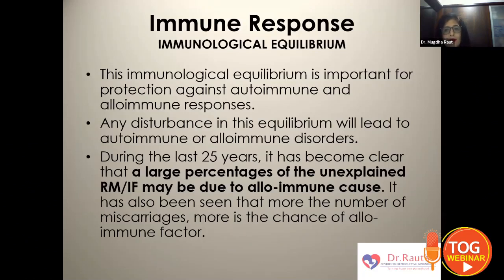Any disturbance in this equilibrium will lead to autoimmune or alloimmune disorders. During the last 25 years, it has become clear that a large percentage of the unexplained repeated miscarriages or implantation failures may be due to an alloimmune cause. It has also been seen that the more the number of miscarriages, the more is the chance of an alloimmune factor.